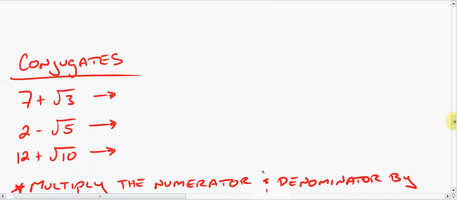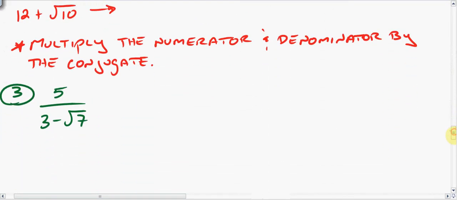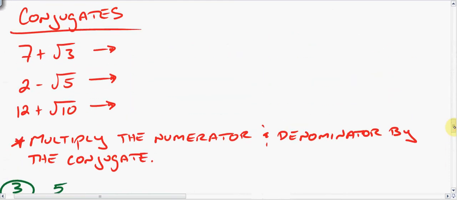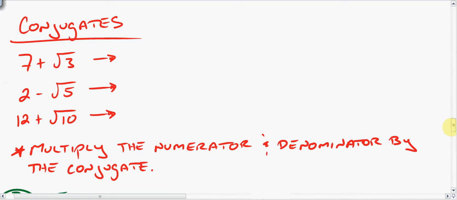Sometimes you're not just going to have one square root in the denominator. You might have 3 minus the square root of 7. And you can't just multiply by the square root of 7 times the square root of 7 here because of this subtraction sign. You got to deal with the whole denominator. And that's where the concept of conjugates come in. Conjugates are pretty easy to form.